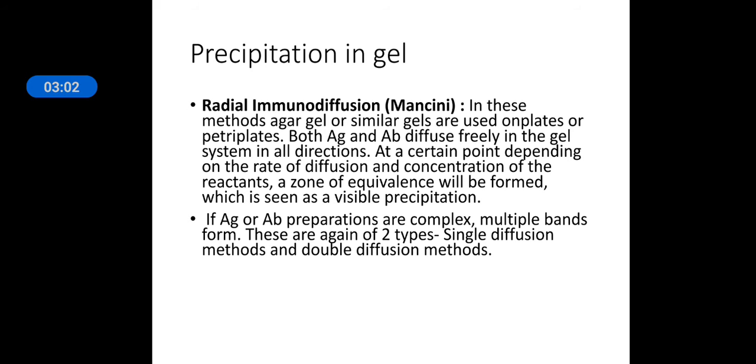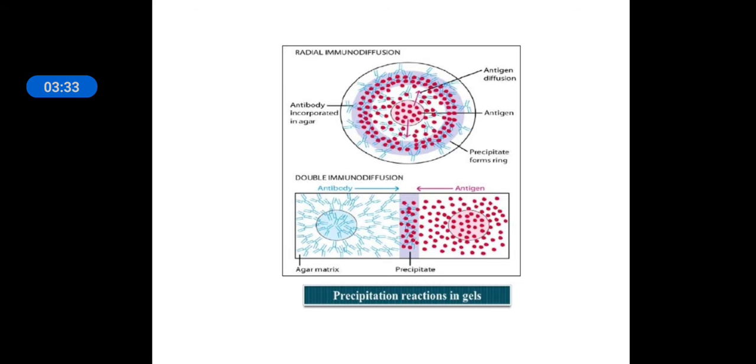At a certain point, depending upon the rate of diffusion and the concentration of the antigen and antibody, a zone of equivalence will be formed, and we can see a ring that is actually the insoluble precipitate that is formed. If the antigen or antibody preparations are complex, we can see multiple bands or multiple zones of equivalence. There are two types of this diffusion. The first one is single diffusion, and then we have double diffusion.